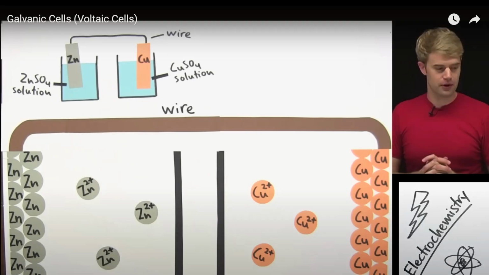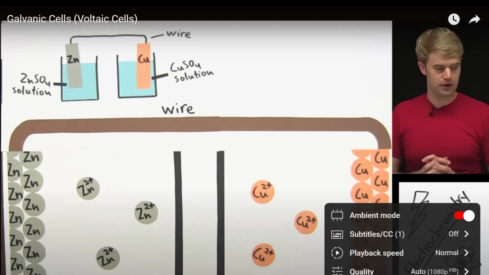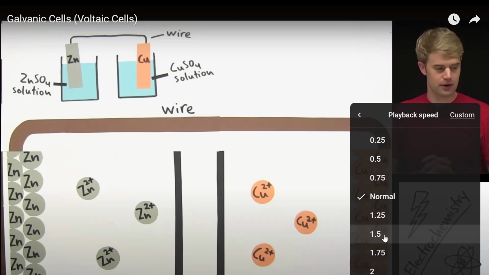Are we happy with the speed, or do we want to go 1.25? 1.25? Okay. 1.5? We'll try 1.5. We can back off if we need to.